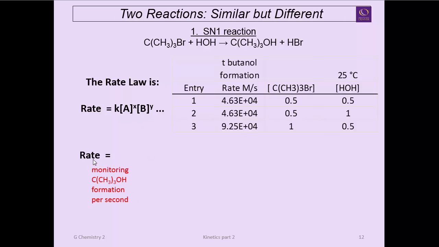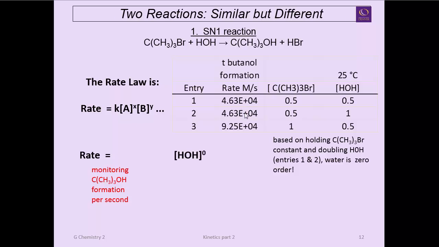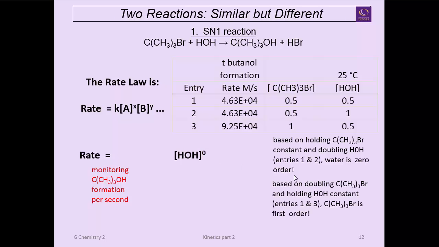And so once again, the rate we're monitoring, this number right here represents the molarity per second that's changing with T-butanol. Based on holding T-butyl bromide constant and doubling water, reactions 1 and 2, this is held constant, we're doubling the water. What happens to the rate? Not a thing. So what does that mean in terms of water? It means it's 0 order. It has no influence on the rate. All right? Based on doubling the T-butyl bromide, right here, while holding the water constant, what happens to the rate?